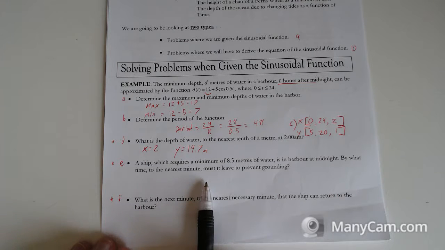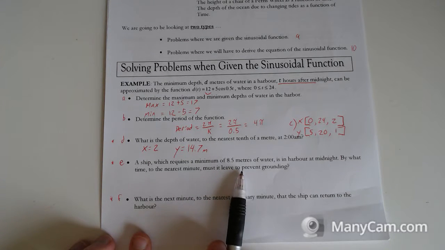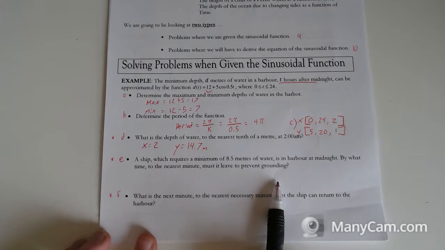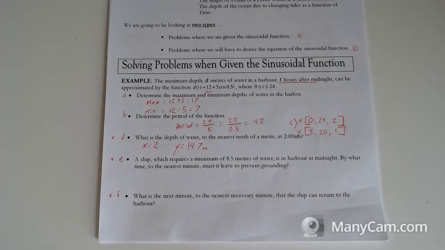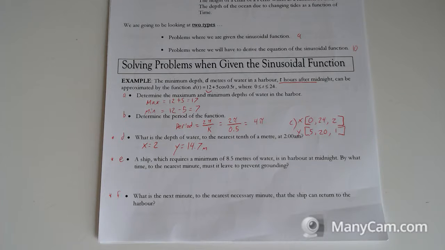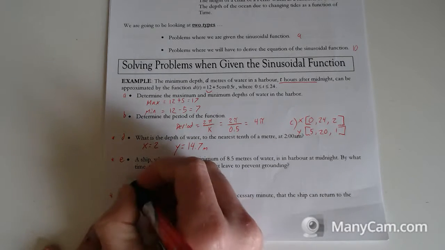A ship which requires a minimum of 8.5 meters of water is in the harbor at midnight. By what time to the nearest minute must it leave to prevent grounding? So again, we're going to use this by graphing. I put stars beside all the ones that are graphing ones. Most of the ones in this unit we're going to solve by graphing if we can. And if you have the equation, almost always you can. So we want to know when is the first time it's going to have a water height of 8.5 meters.